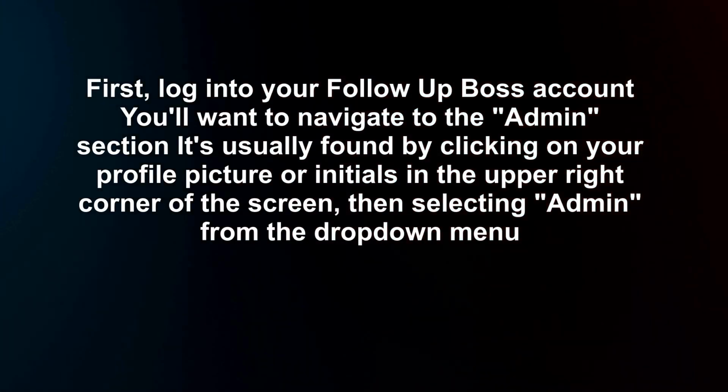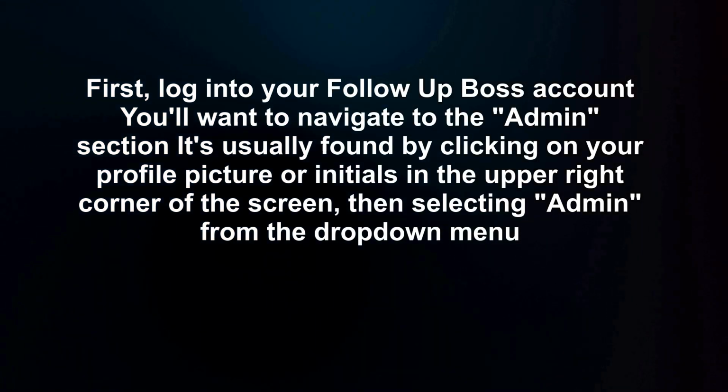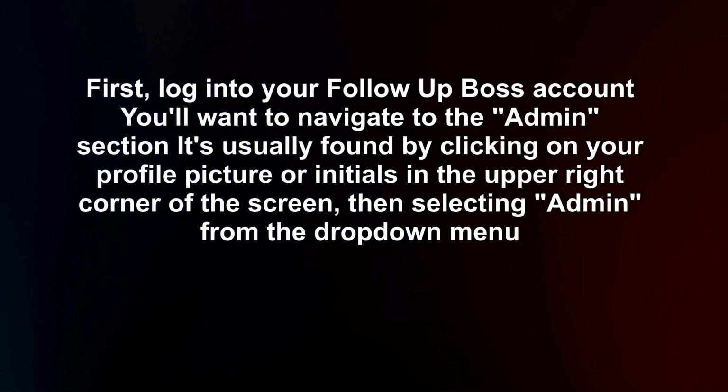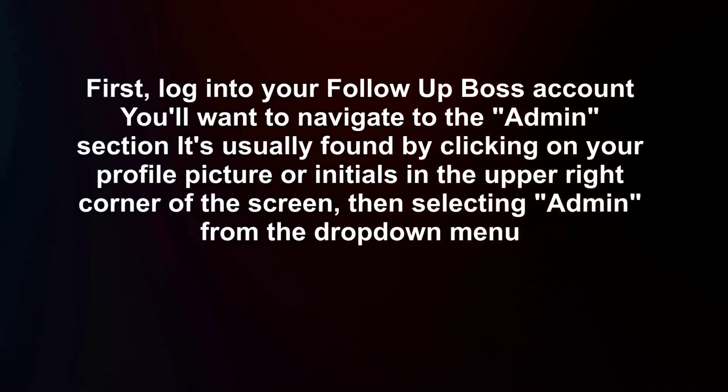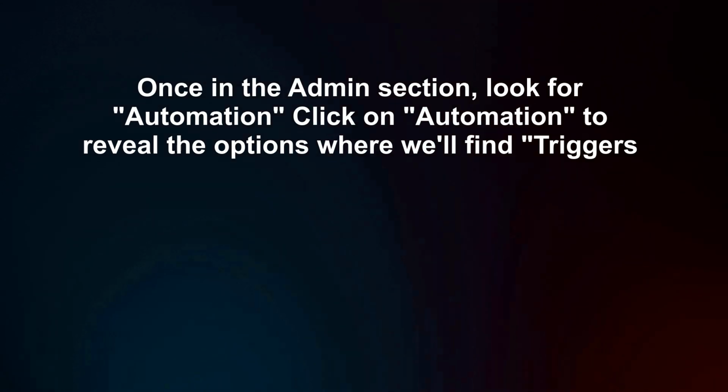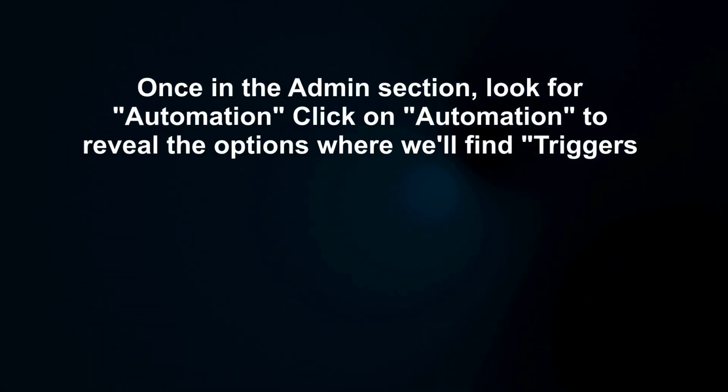You'll want to navigate to the admin section. It's usually found by clicking on your profile picture or initials in the upper right corner of the screen, then selecting Admin from the drop-down menu. Once in the admin section, look for automation. Click on automation to reveal the options where we'll find triggers.